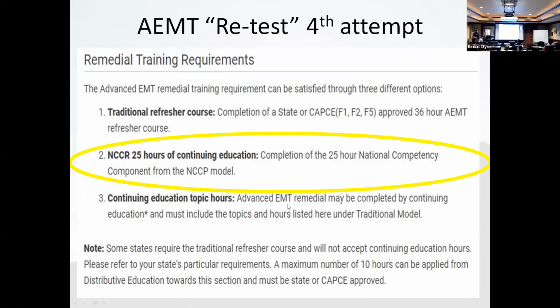For those who need the retest letter, these are the three options to acquire refresher or remedial training requirements to unlock you for your fourth attempt. You can take a traditional refresher course, or you can take an online one. Where we are in class for a set amount of time today, those other hour requirements are on you.